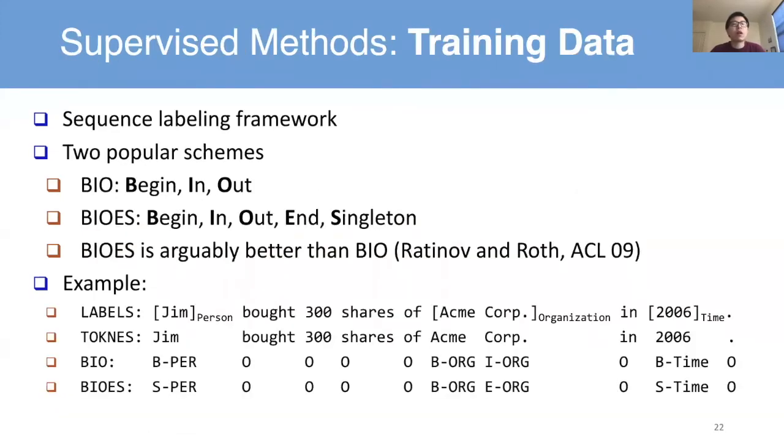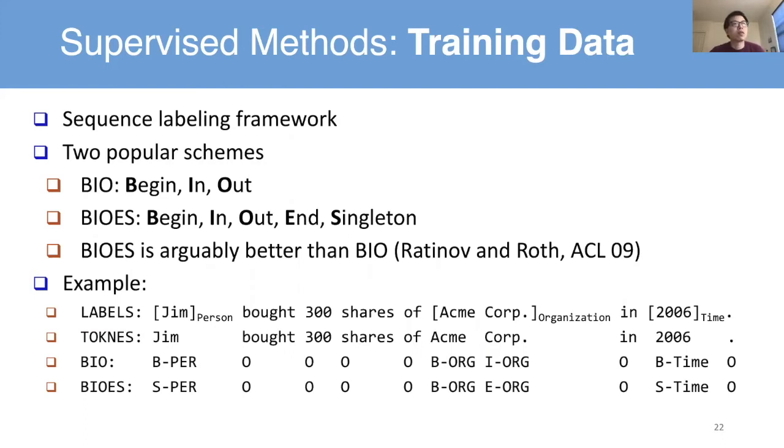In the supervised method, we want to curate the data following a sequence labeling framework. There are two popular labeling schemes. One is BIO, another is BIOES. B here is the beginning of the entity, I is inside the entity, O is outside. E means the end of the entity, and S is a singleton entity. Based on some experiments, we have learned that BIOES is slightly better than BIO in practice.